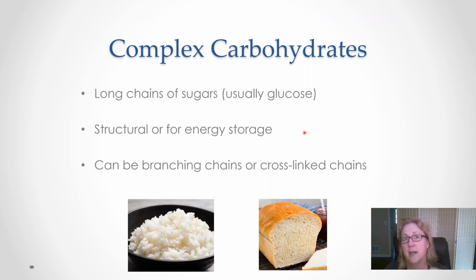Complex carbohydrates are long chains of sugars, and these are the polysaccharides. And that sugar is almost always glucose. So when you hear any kind of complex carbohydrate, think glucose, because it's most likely 100% glucose. They have two main purposes. One is structural, and the other is for energy storage. If it's a structural carbohydrate, like in a cell wall, that means it cannot be used for energy by the organism that made it. We'll talk about some examples of that, and we'll talk about energy storage carbohydrates as well.